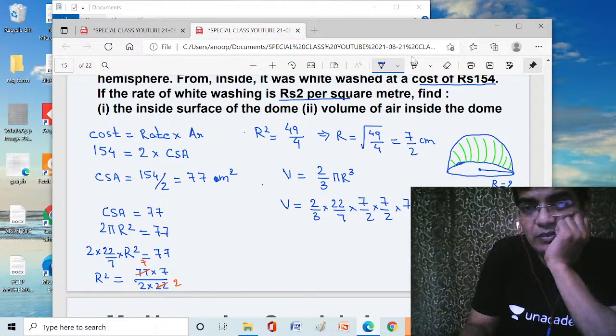So what can be cancelled by this 7? Nothing more than this can be cancelled. In the numerator I am left with 11 into 7 into 7, and in the denominator 2 into 3, that is 6. Let's see what will be the volume. 11 into 49. So this is clear to you?